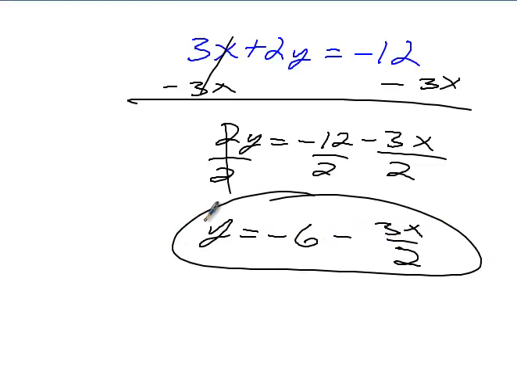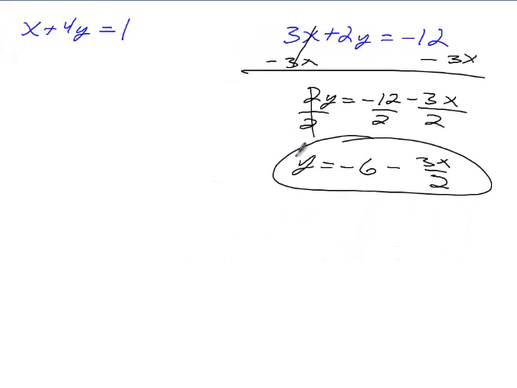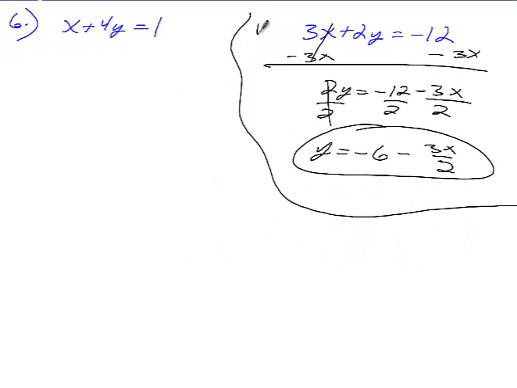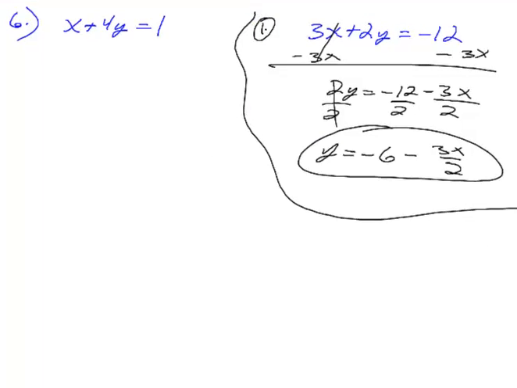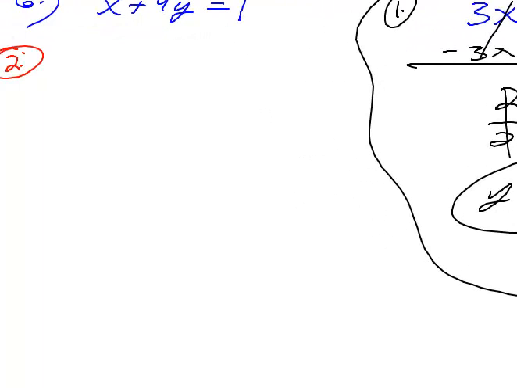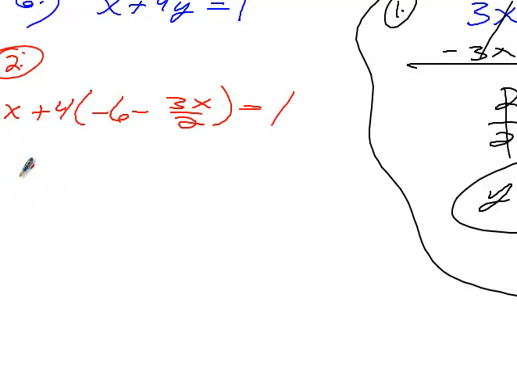All right, so there's step 1 done, right? Everybody okay with that? Step 1. Step 2, we back substitute in for y. Distribute. 4 times 3 is 12, divided by 2 is 6. Right, everybody okay with that?